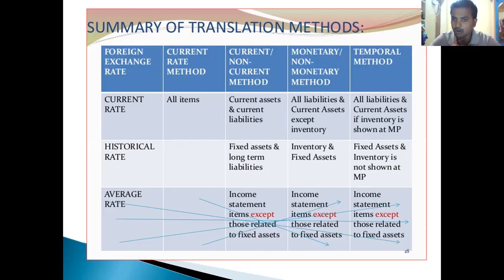So here, all the liabilities plus all the current assets. If the inventory is shown at a market price, then we can consider it under the current rate. If it is not given, then we can put it under the historical rate. The next one is all the fixed assets plus inventory. If the inventory is not shown at market price, then we can put it under the historical rate. Suppose the inventory is not given anything, we can assume as you wish, whether you consider it a current rate or a historical rate.